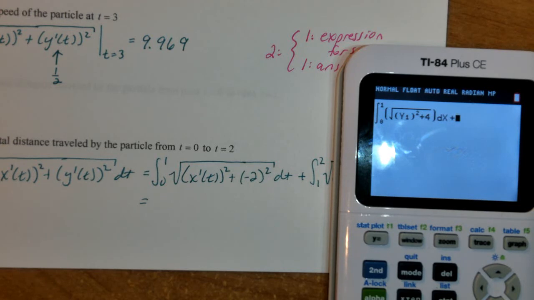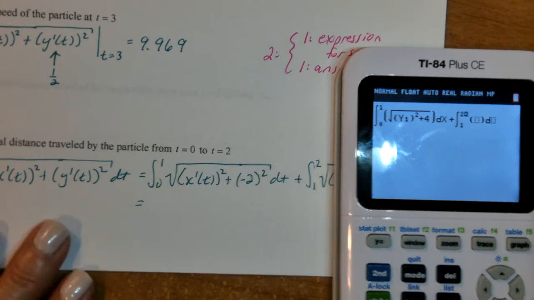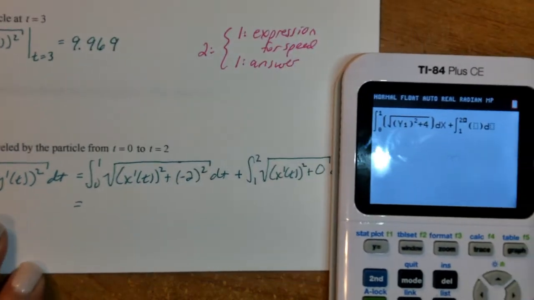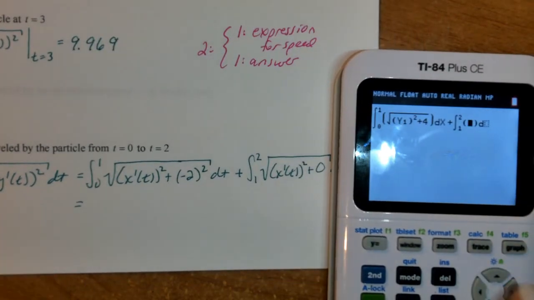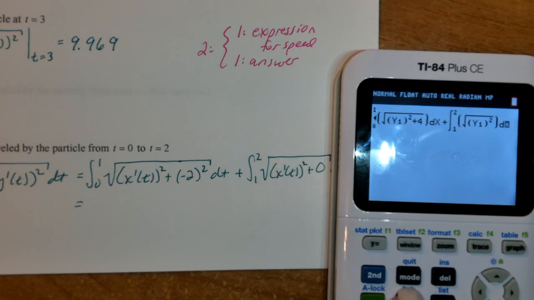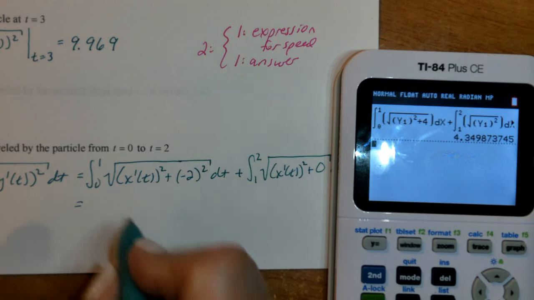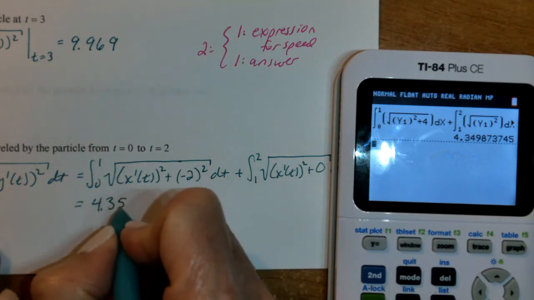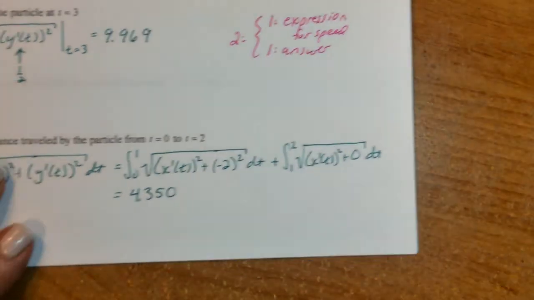plus the integral from 1 to 2 of, that's going to be the absolute value of x prime, but I'm just going to go ahead and type it in the way I think you guys would do it. This is y1 squared. And we get 4.350 if we round to 3 decimal places.